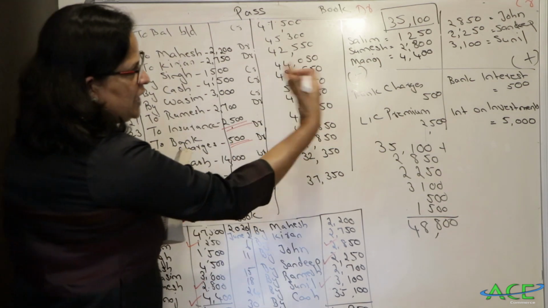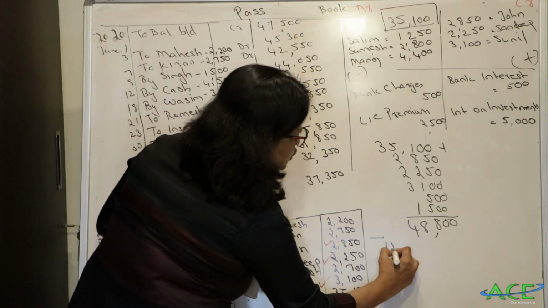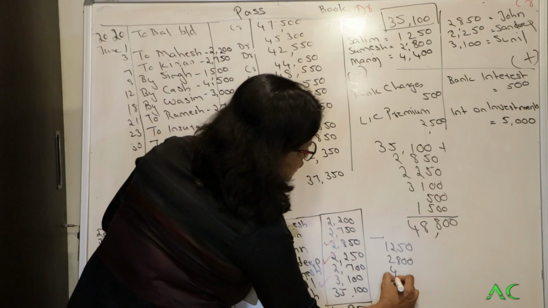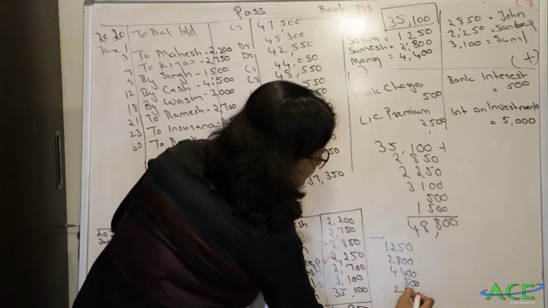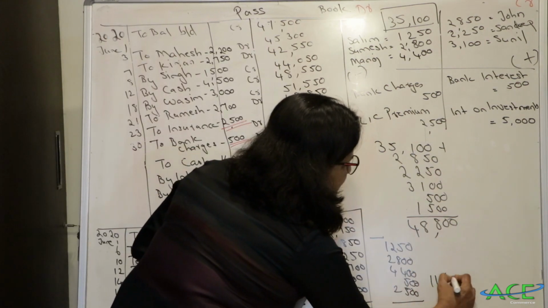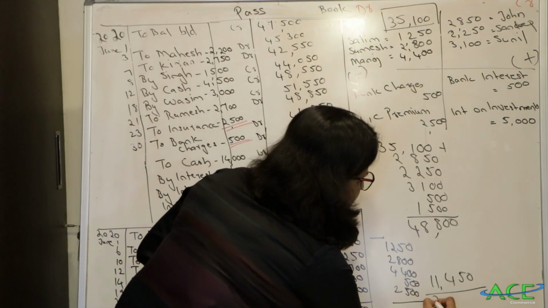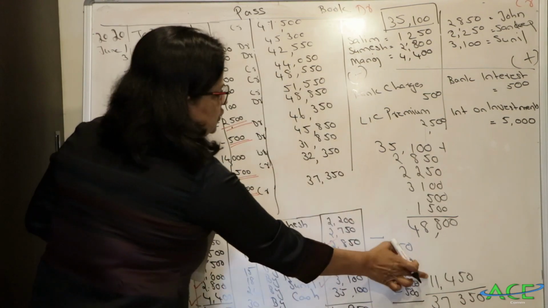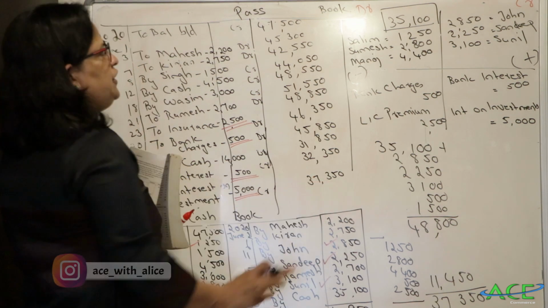What values you have to add on the opposite side? Now it will reduce these values. So minus 1,250, 2,800, 4,400, 500 and 2,500. Now the total is 11,450. So when you see the difference, it will be 37,350. You started with the cash book balance 35,100 and you are arriving at the passbook balance 37,350.